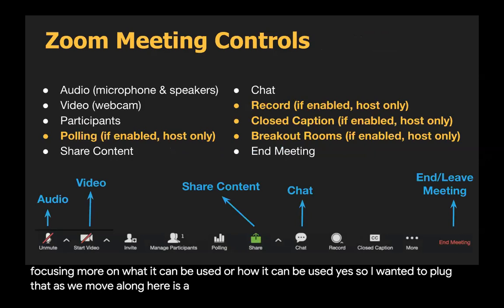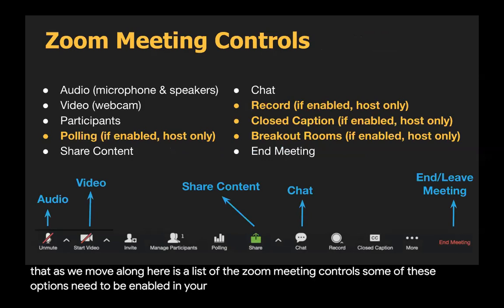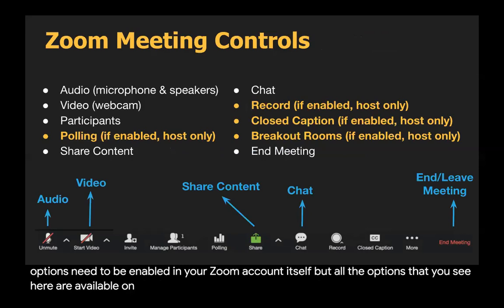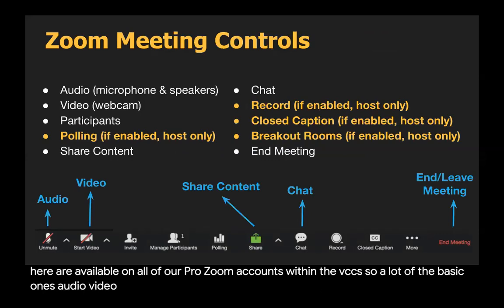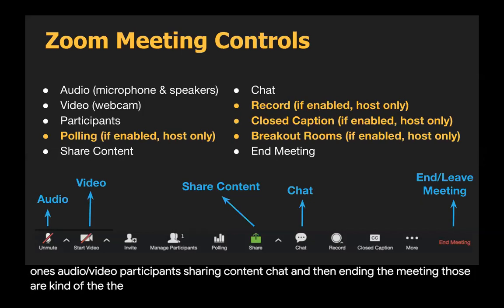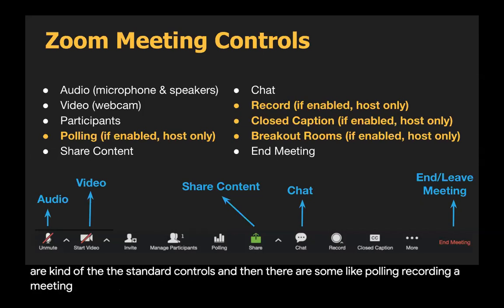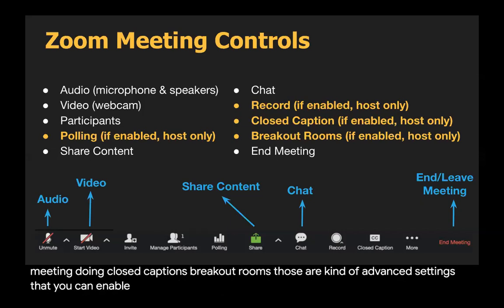This is a list of the Zoom meeting controls. Some of these options need to be enabled in your Zoom account itself, but all the options that you see here are available on all of our pro Zoom accounts within the VCCS. So a lot of the basic ones: audio, video, participants, sharing content, chat, and then ending the meeting. Those are kind of the standard controls. And then there are some like polling, recording a meeting, closed captions, breakout rooms. Those are kind of advanced settings that you can enable inside your Zoom account. And I'll show you how to get to some of those controls shortly.